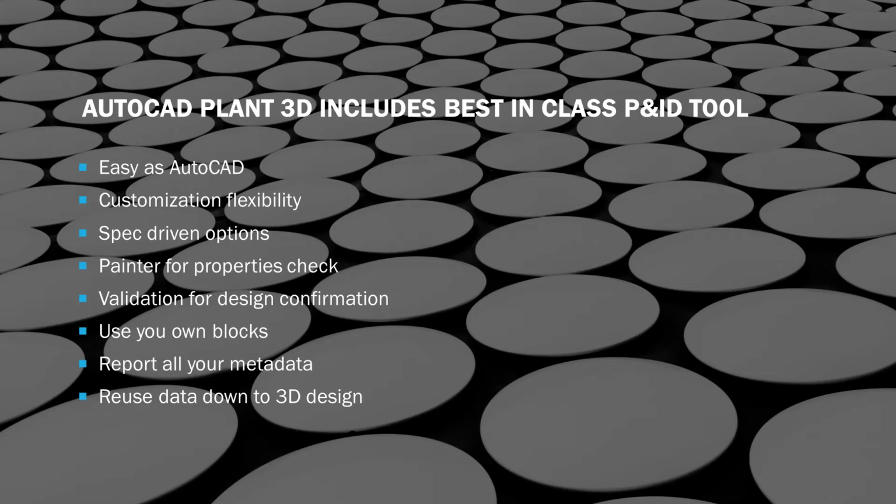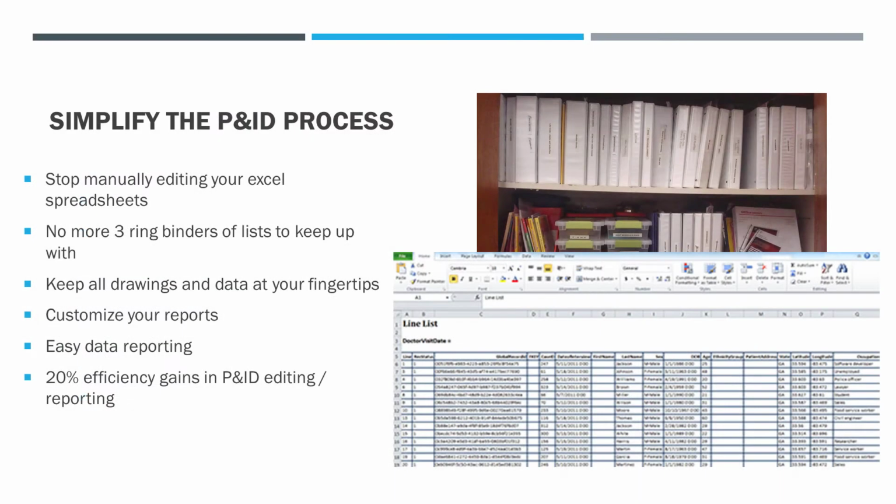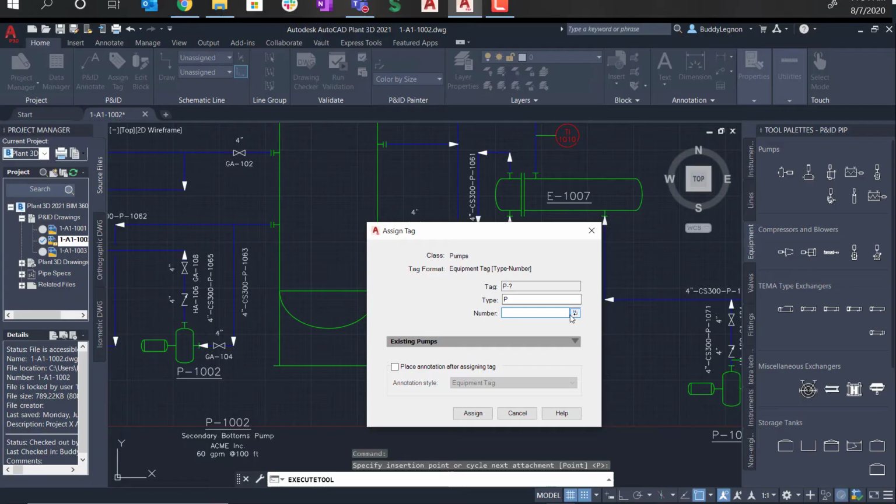It has a painter for properties check. You can use your own valves and your own symbols, and you can report all of your metadata. So let's simplify the process. Let's stop creating 3-ring binders full of Excel spreadsheet printouts. Let's get rid of the clutter in the library that we think we need. And let's focus more on streamlining the ability to input data and reuse that data.